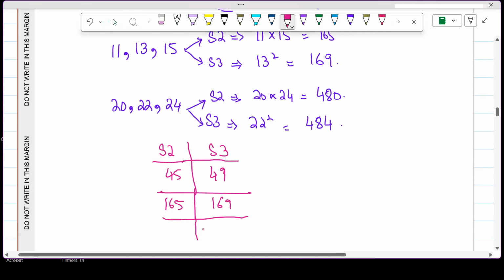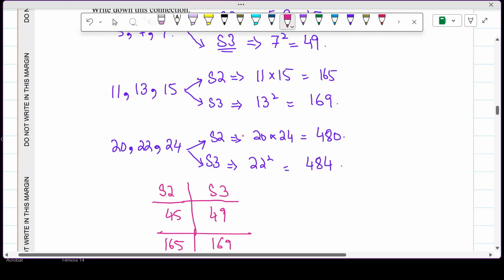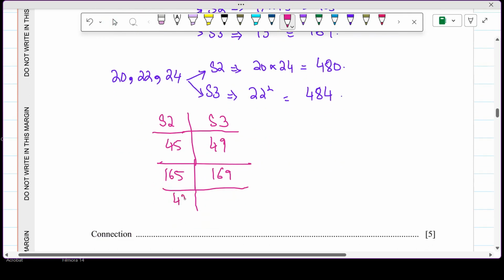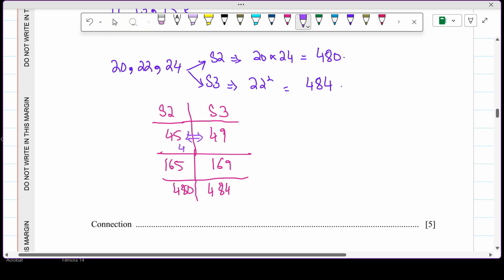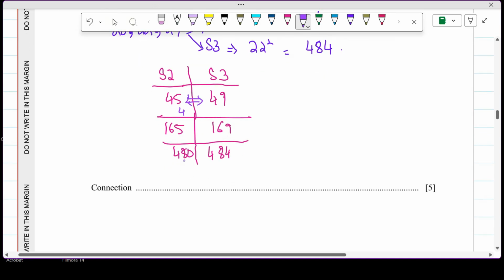Similarly, in the third case, the answer to step 2 was 480 and the answer to step 3 is 484. So can you find any connection or any pattern? When we add 4 to the answer of step 2, we get the answer of step 3. For example, 45 plus 4 gives 49. When we add 4 to 165, we get 169. When we add 4 to 480, we get 484.